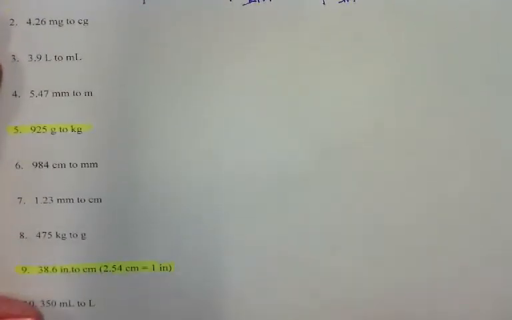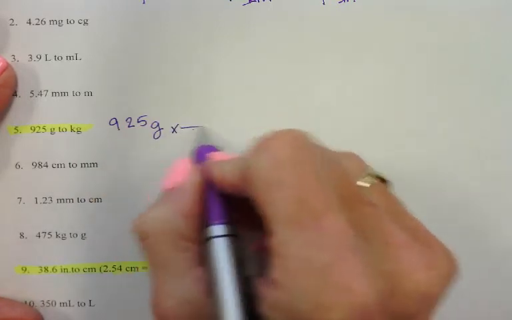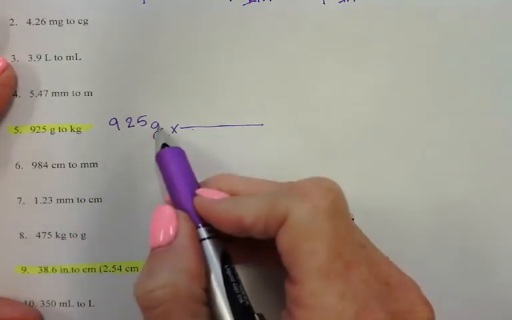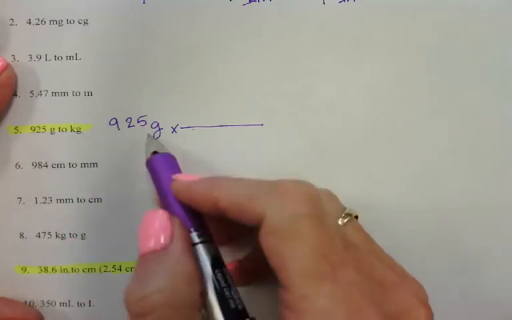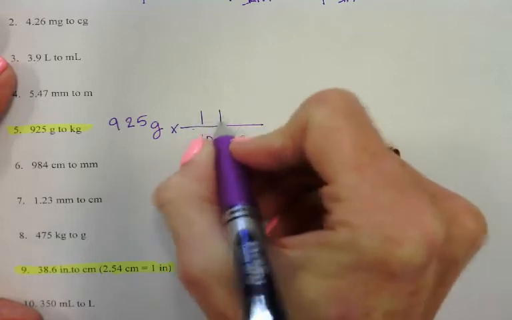All right, 925 grams to kilograms. So I need to know how many kilograms is 925 grams. Well, I start by writing what my given is, 925 grams. Then I need to multiply by a conversion factor. I need to convert it out of grams and into kilograms. I know that there's 1,000 grams in 1 kilogram.